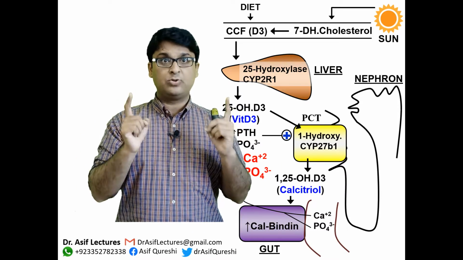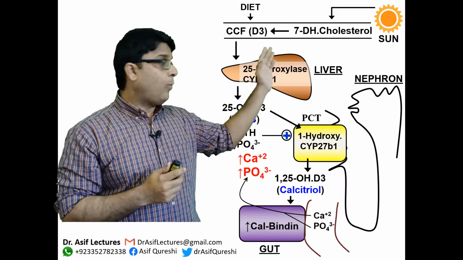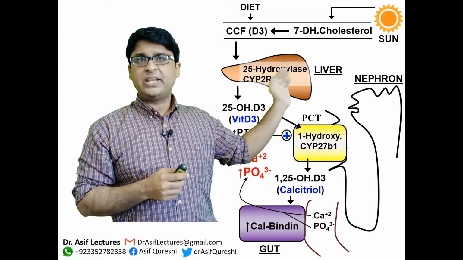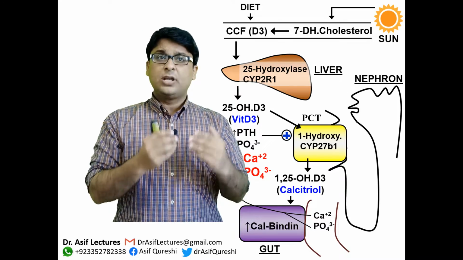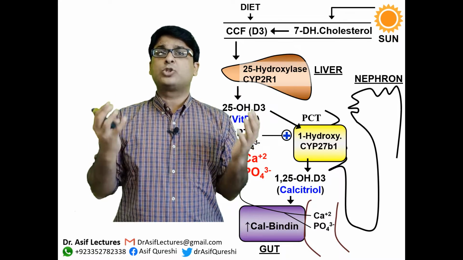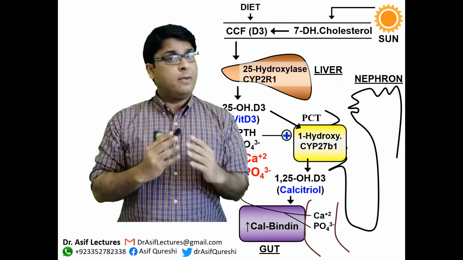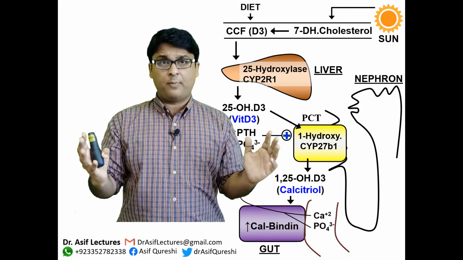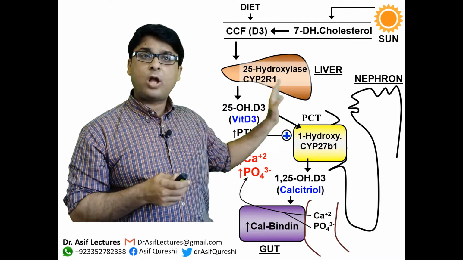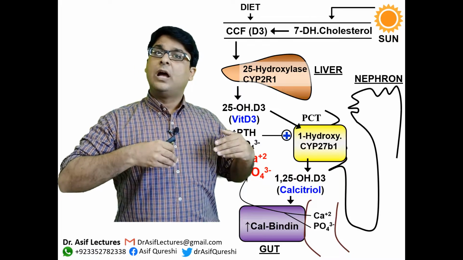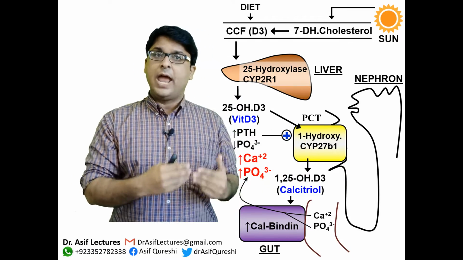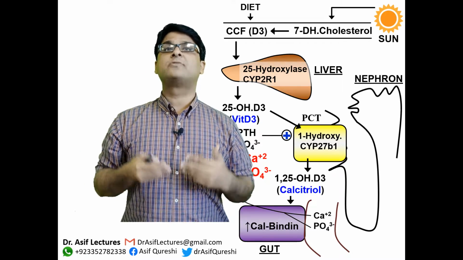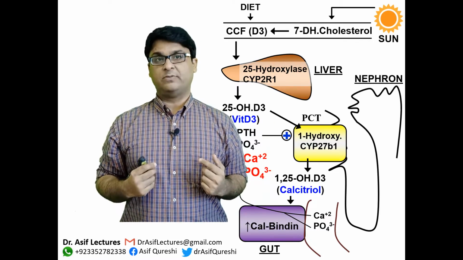Salmon fish, I told you, is the major source, okay? So once it's in the skin or via the diet, it goes to the liver for 25-hydroxylation. After which, vitamin D3 comes out, which is the major storage form of vitamin D in your body, but this is inactive. It cannot perform its function, okay? It goes to the proximal convoluted tubules where it is hydroxylated again, another hydroxylation at position number 1, and the product which comes out now is active vitamin D, okay?